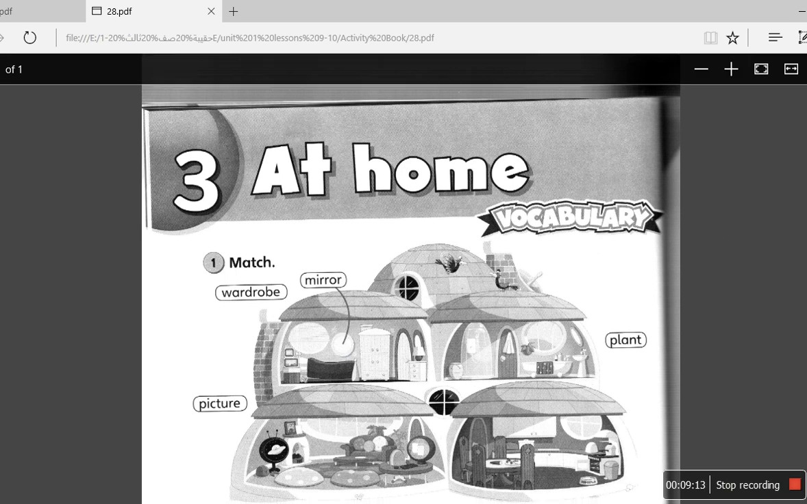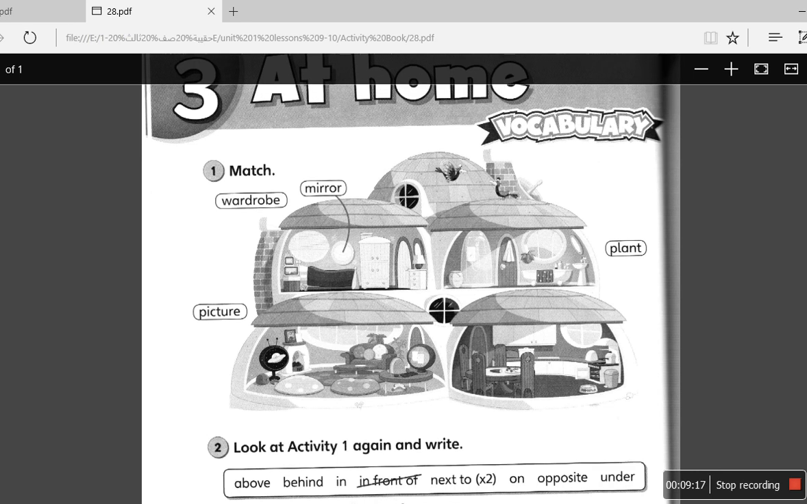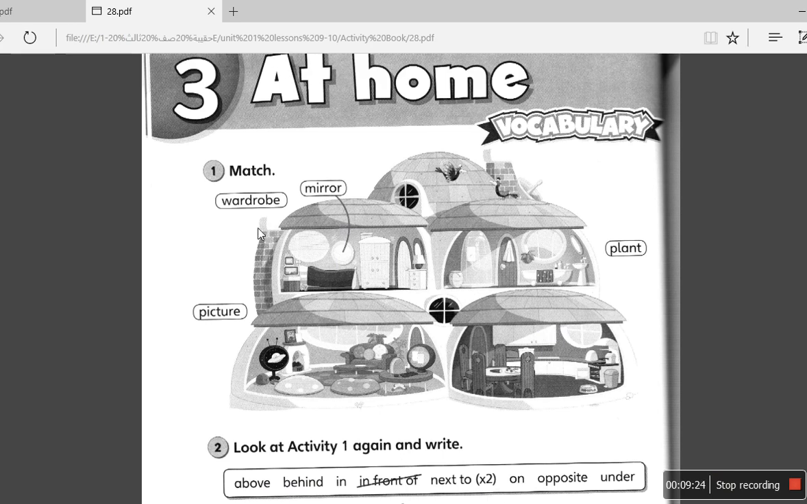Here, as you can see, look, this is Hip and Hop's house, and we can see some vocabulary related to prepositions of place and furniture. Look, picture, wardrobe, mirror, plant. Here we can see more words like above, behind, in front of, next to, and this is going to be used 2 times, on, opposite, under.